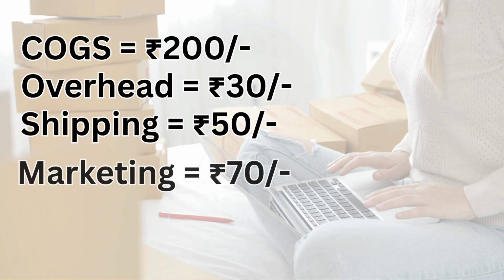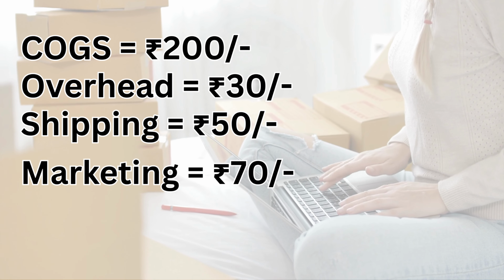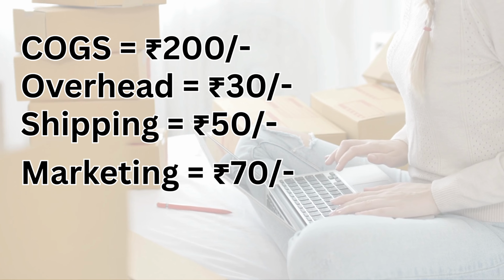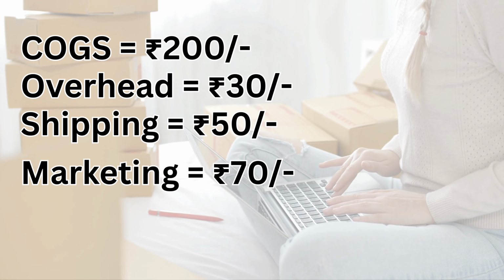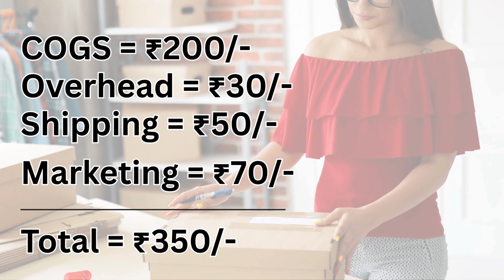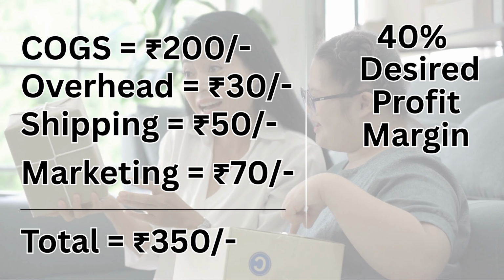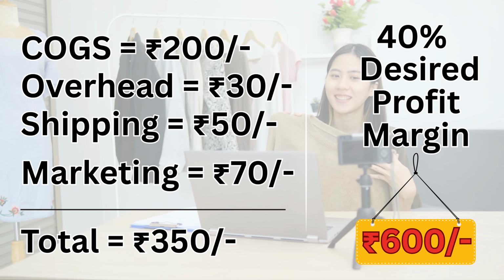Let's say your cost of goods is 200, overhead 30, shipping 50, and marketing 70. That's total 350. Now, if you want a 40% profit margin, price it around 600.